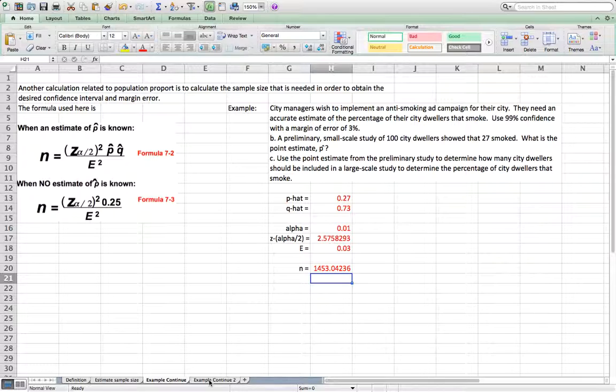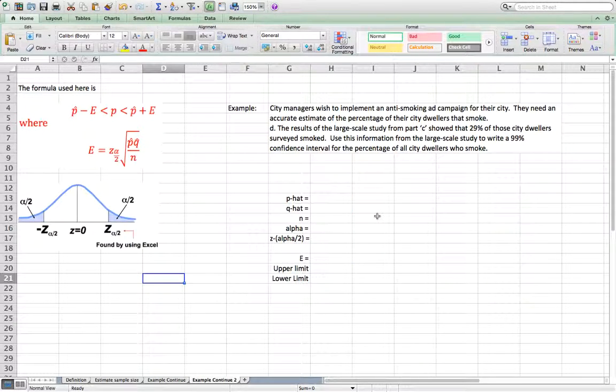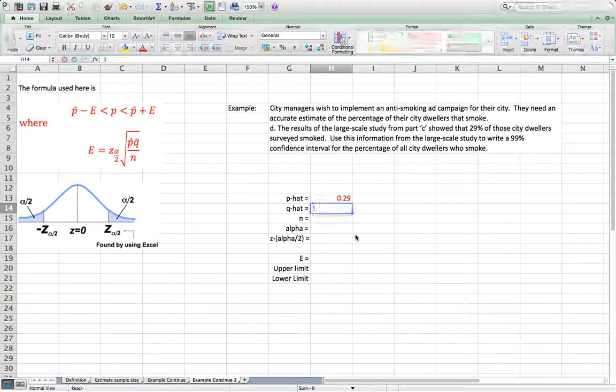Okay, now the last question related to this problem. This time, the result of the large-scale study from part C showed that 29% of these city residents smoked. Use this information from the large-scale study to write a 99% confidence interval for the percentage of all city residents who smoke. So we need to know what p hat is. He tells you p hat is 0.29. Okay, so the q hat is 1 minus p hat, which is H13. Oh, I forgot to type the equal sign, sorry.